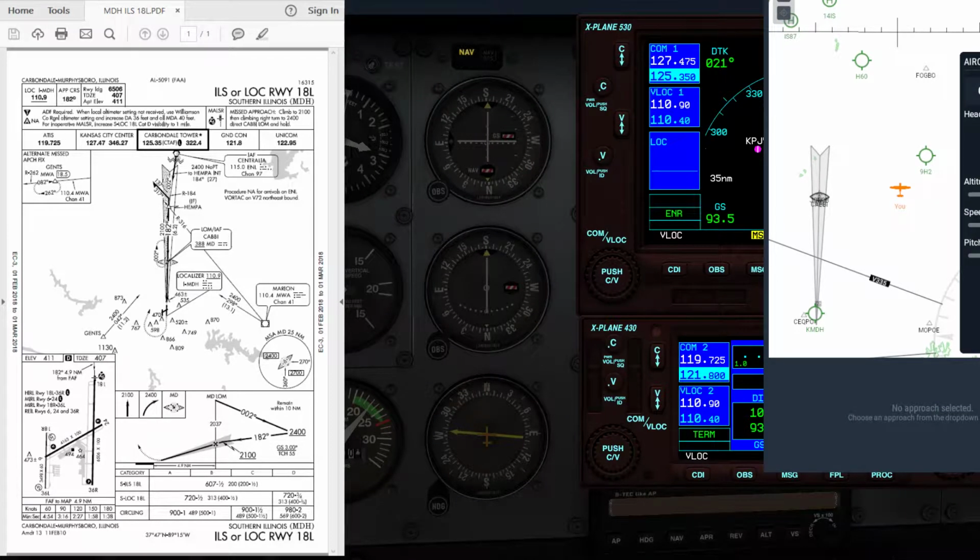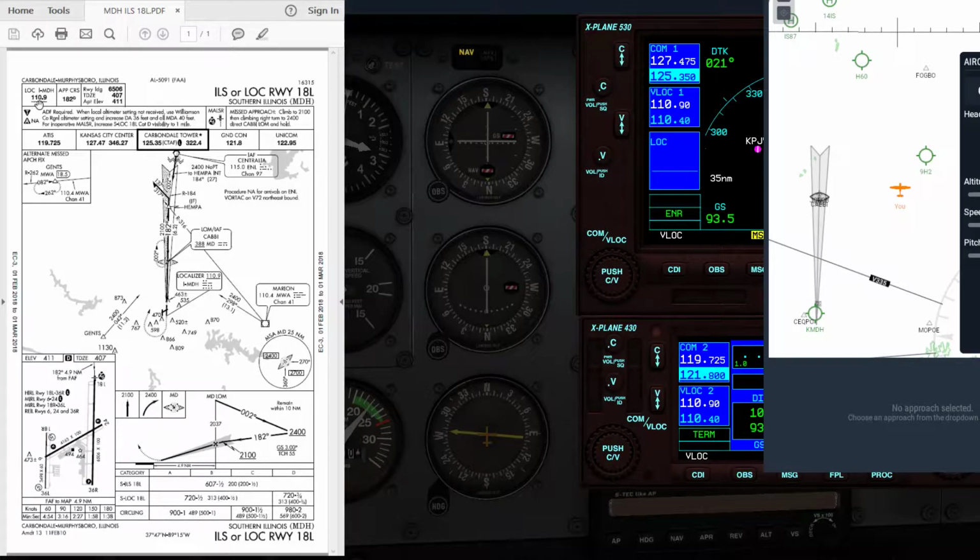Hello, this video is intended as an instructional aid to help teach instrument pilots in training to fly Instrument Landing System Approaches, or ILS. The approach we'll be using today is the ILS runway 18 left to the Southern Illinois Airport in Carbondale, Illinois. We'll begin by briefing the approach.